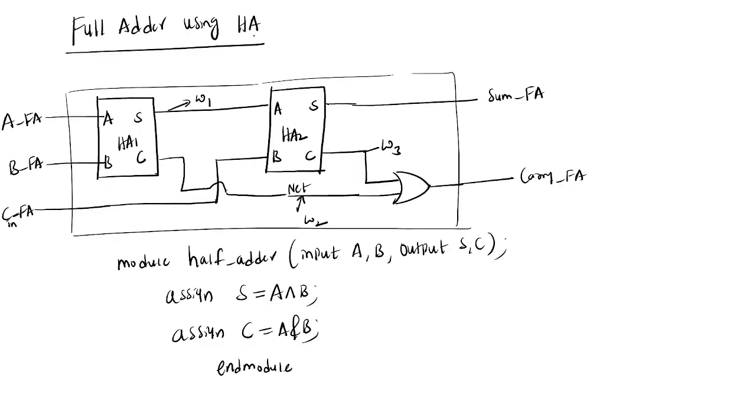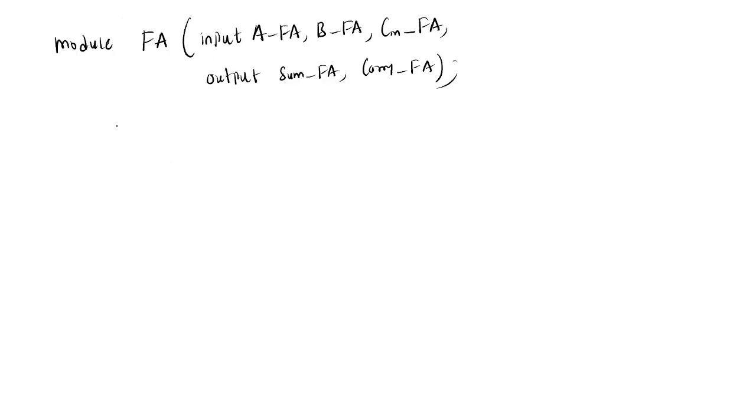This is internal nets. W1 is nothing but one net, and W3 is also one net. So I need to declare them with the wire data type: wire W1, W2, W3.